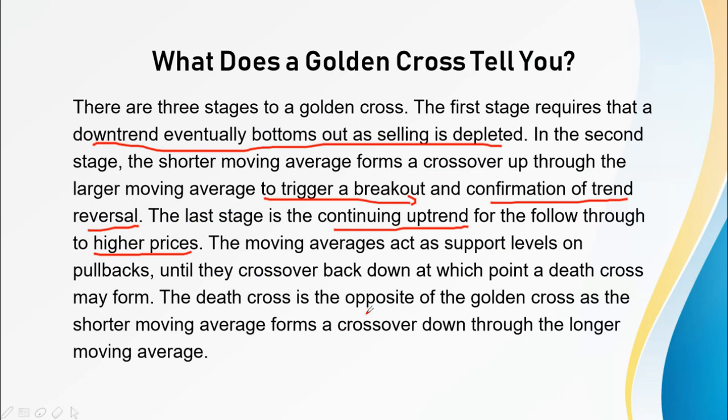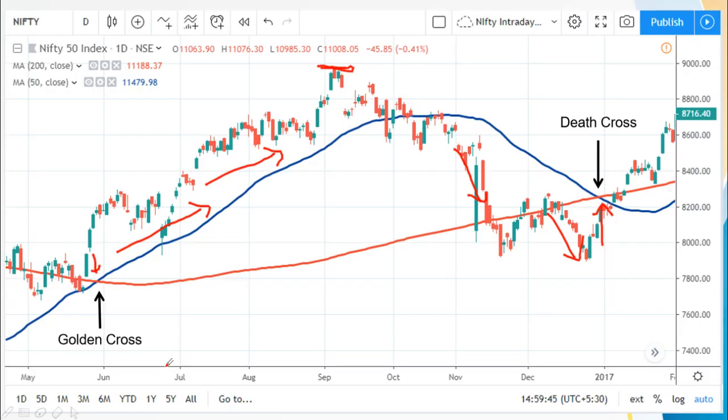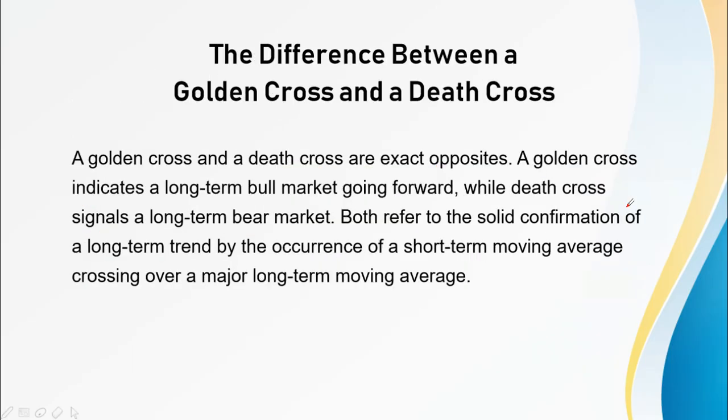So the death cross is the opposite of the golden cross, as the shorter moving average forms a crossover down through the longer moving average, as we have already seen. So again, the golden cross and the death cross are exact opposites, and a golden cross indicates a long-term bull market going forward, while the death cross indicates a long-term bear market going forward. So both refer to solid confirmation of a long-term trend by the occurrence of a short-term moving average crossing over the long-term moving average.